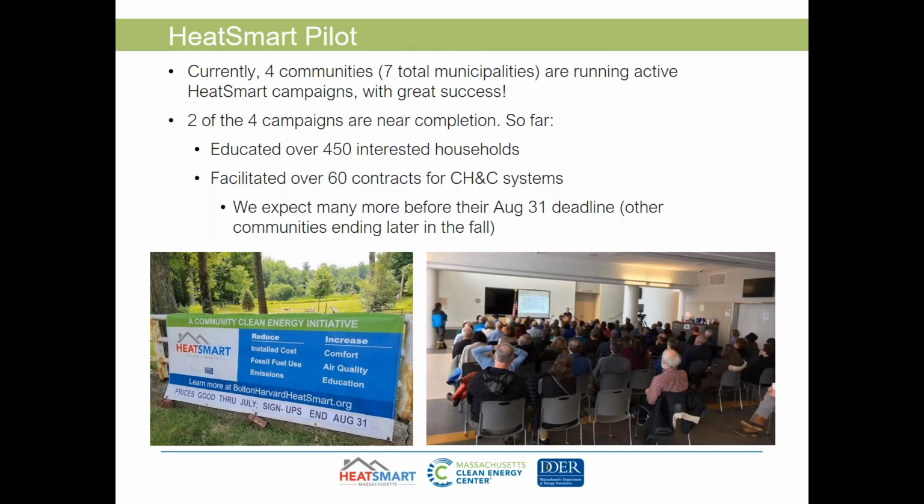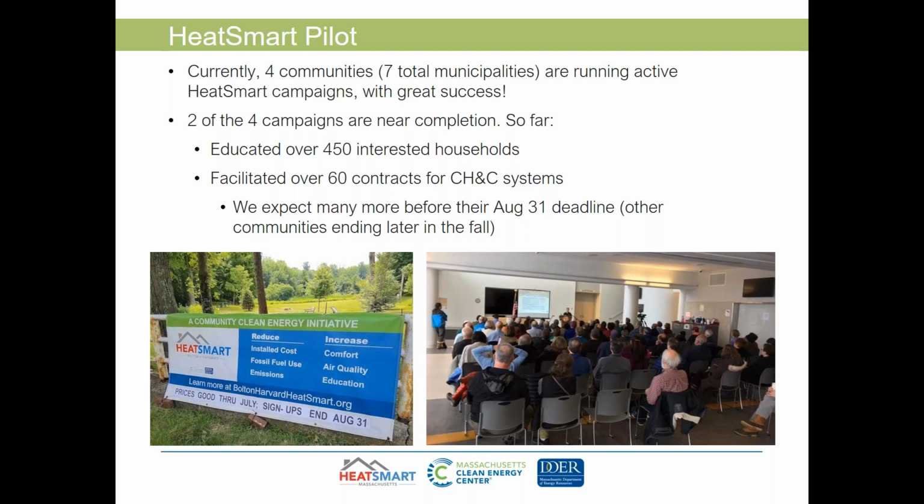So HeatSmart Maps, this is our second round. We launched last year with a pilot. There are currently 4 communities participating, which actually represents 7 total municipalities, because there are several that are in partnerships, and all of those are currently active. They launched at slightly different times last year, but we did want to offer some initial results. None of the campaigns are finalized yet, but we wanted to give everyone a sense of where that pilot is thus far, so you could get a sense of what you might expect.